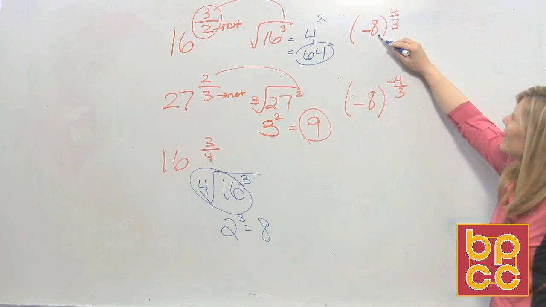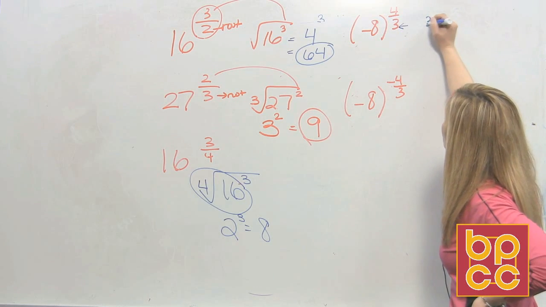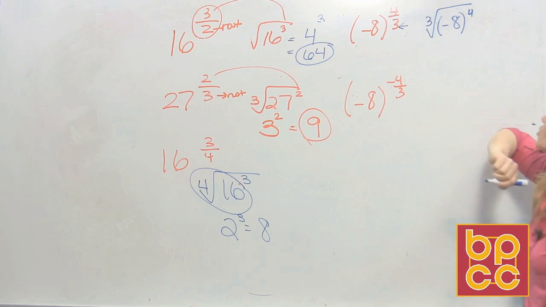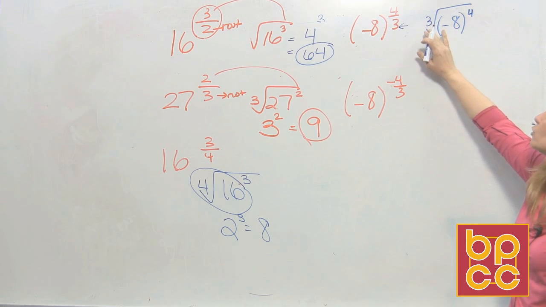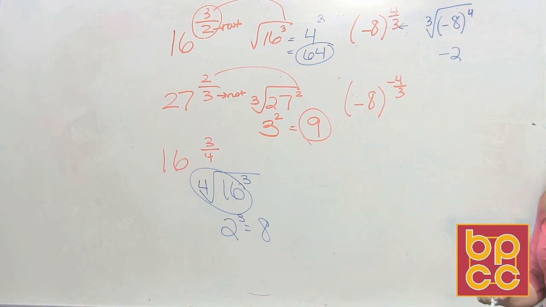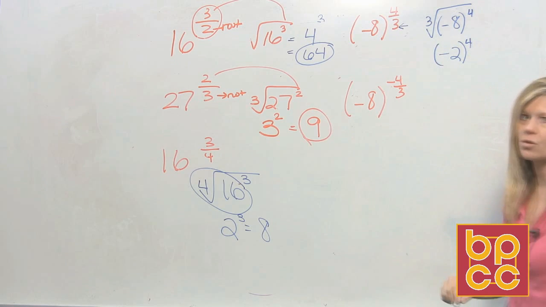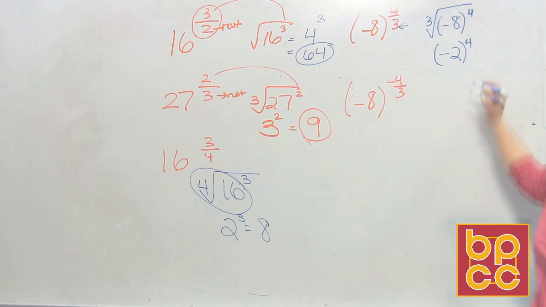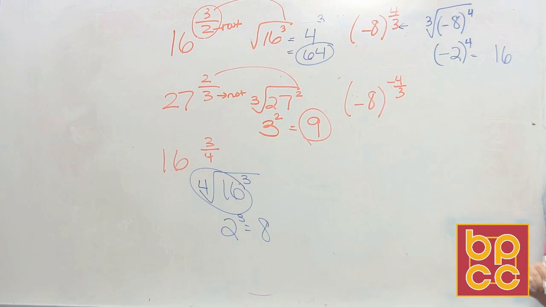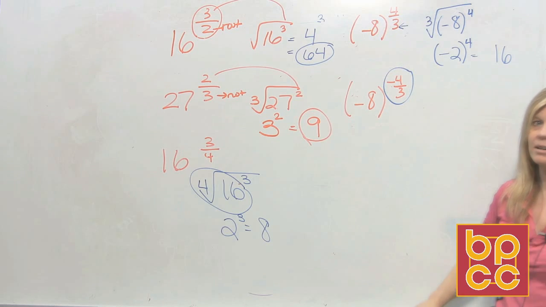We have -8 to the 4/3. Again, what root am I asking you to do? The denominator is the root. We're doing the cube root of -8, and then we're going to do it 4 times. So again, the root is easy to do first. What's the cube root of -8? -2. -2 times -2 times -2 is -8. But then we got to do that 4 times. So if you take a negative and multiply it 4 times, you're going to get a positive, and 2 4 times is 16.